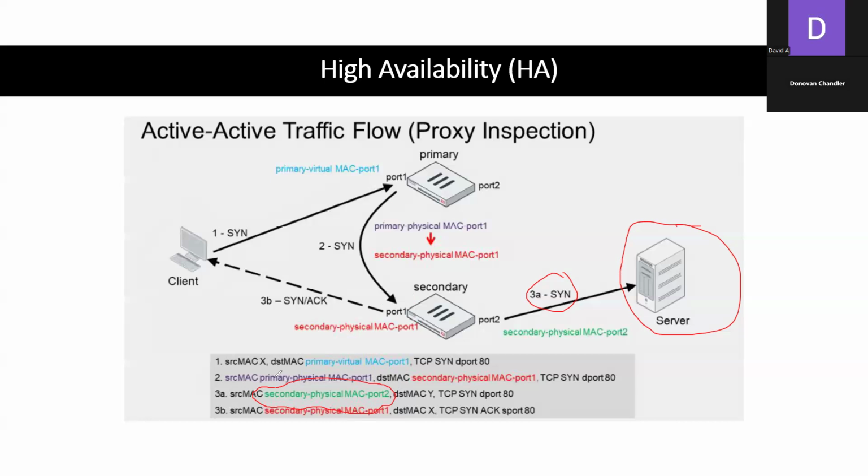And that secondary also responds with a SYN-ACK to the client at that same time, for which the source MAC address is the physical MAC address of the secondary FortiGate internal interface. So at that same time, boom, we're sending a SYN-ACK. You guys see right here, we're shooting that up.